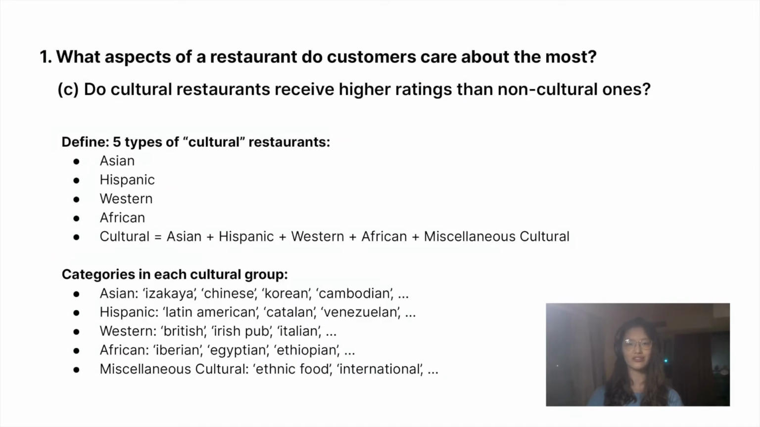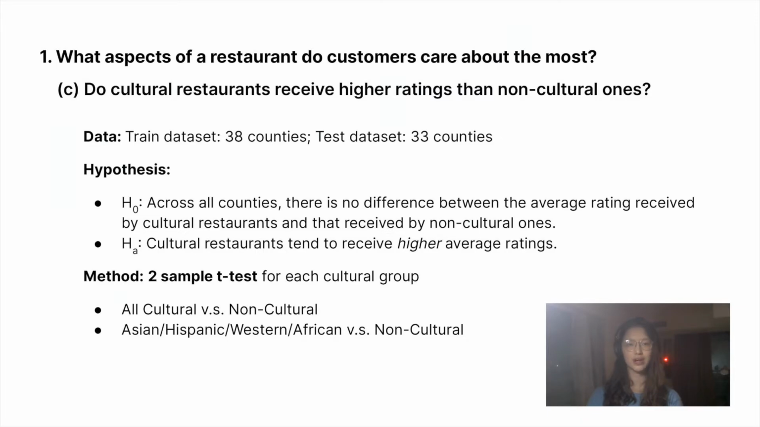We defined 5 different cultural groups: Asian, Hispanic, Western, African, and cultural in general, based on category labels of the restaurants. We have also fine-tuned our test by removing the businesses with category labels that are not relevant to restaurants. And then we formed our hypothesis.